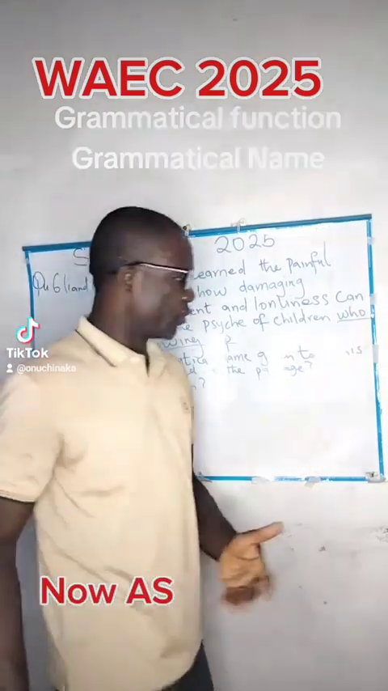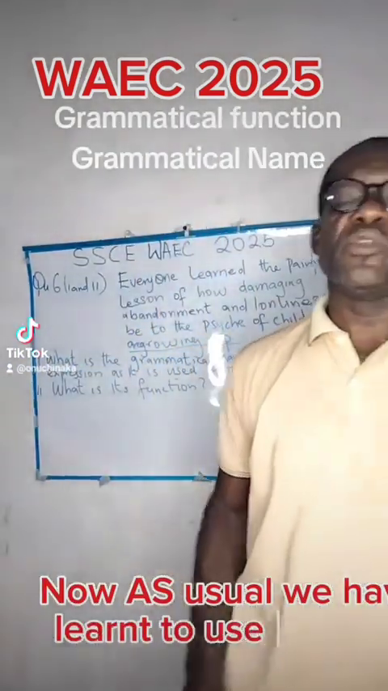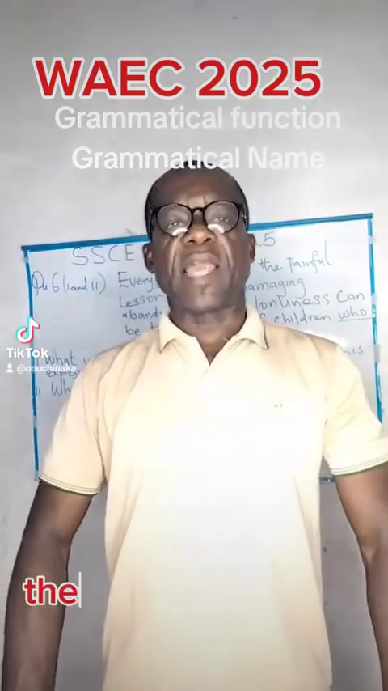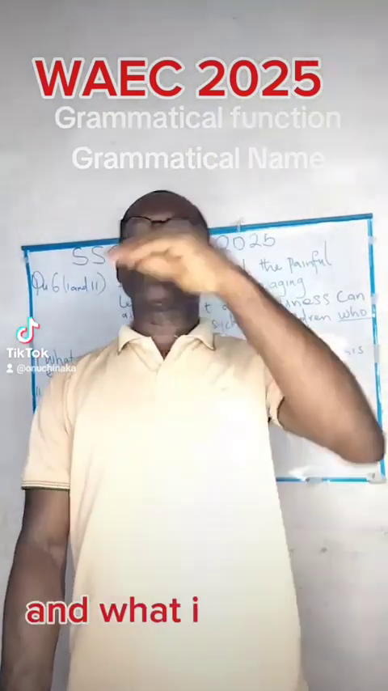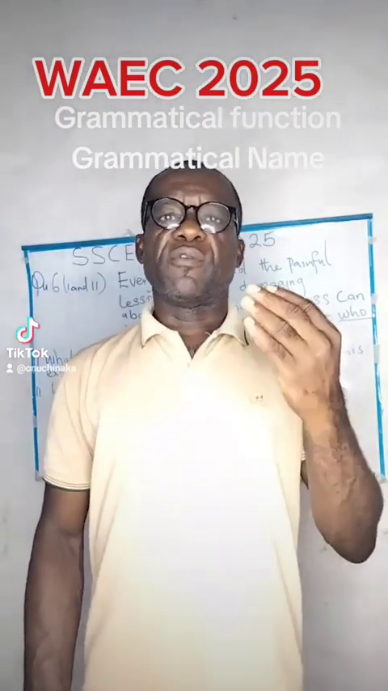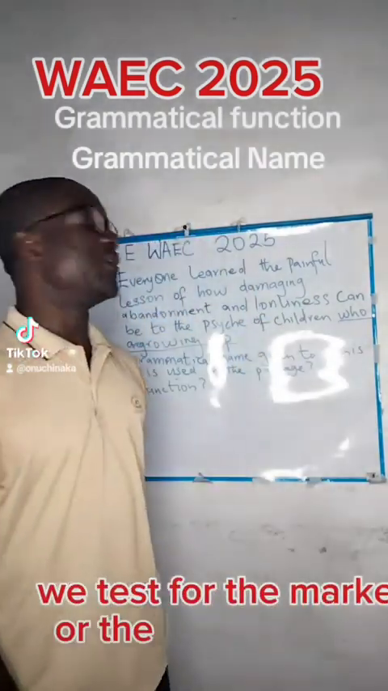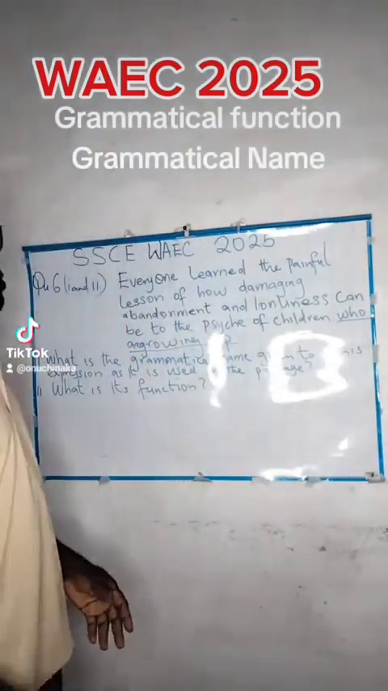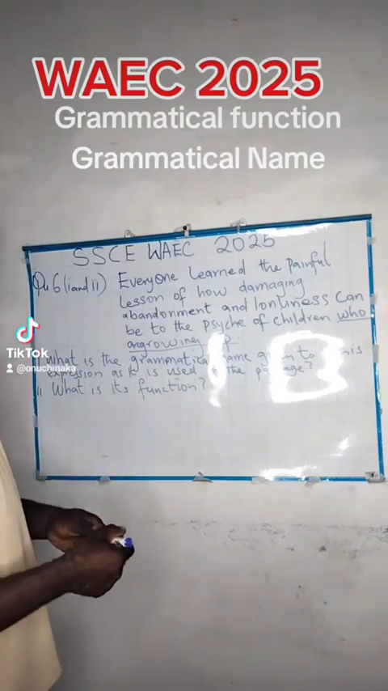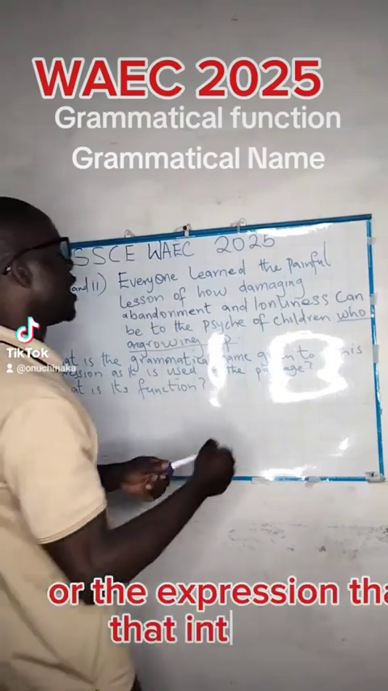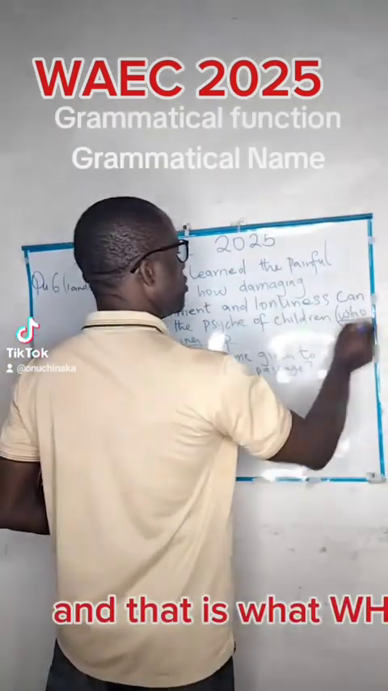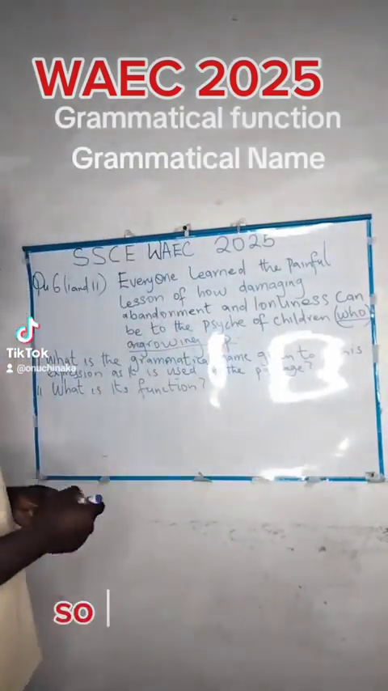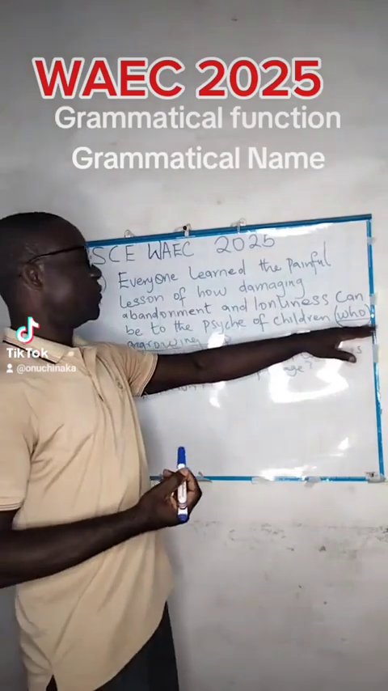Now, as usual, we have learned the test, the scientific approach to solve such a problem. And what is the first step? We test for the markers or the indicators, okay? What is the first expression that introduces the bigger expression? And that is what? Who. So we check for who.